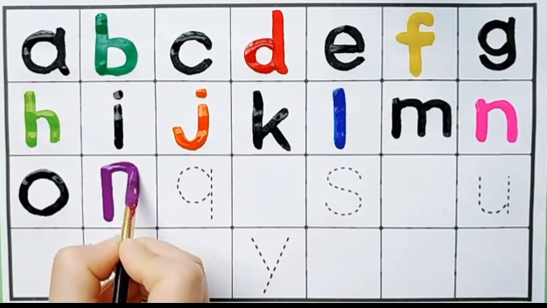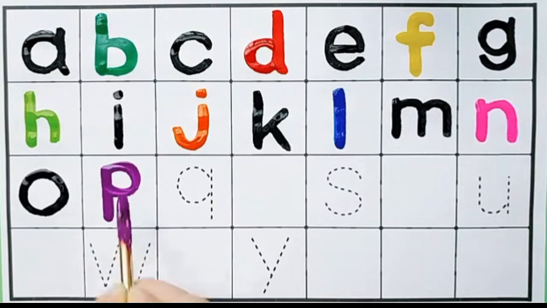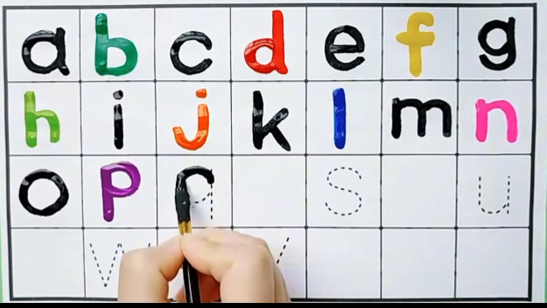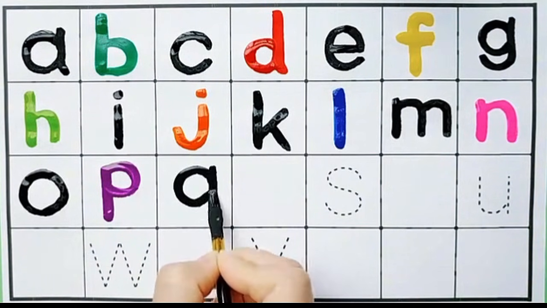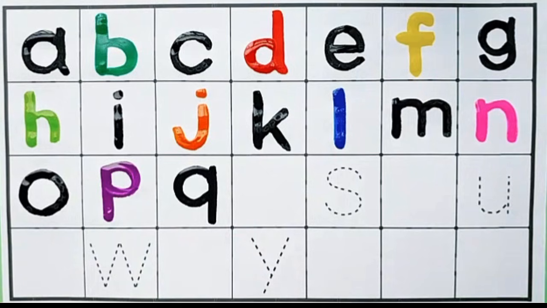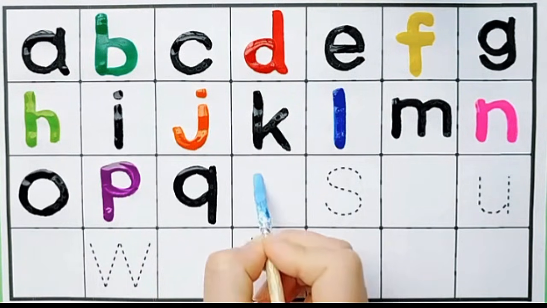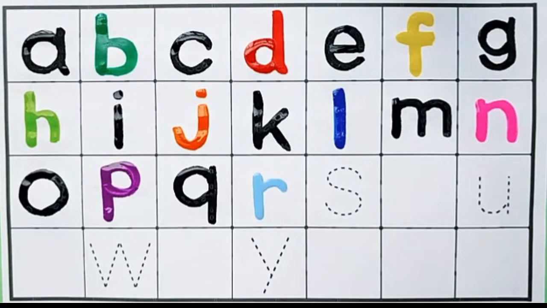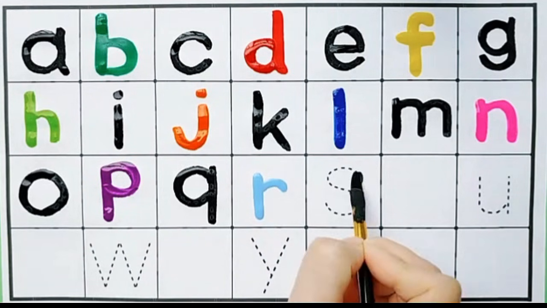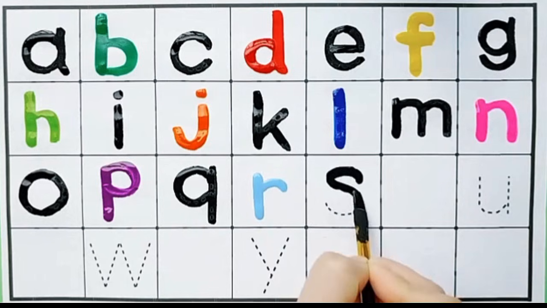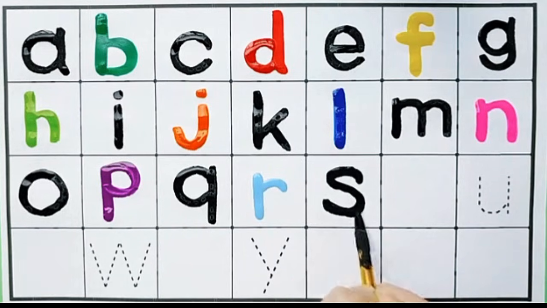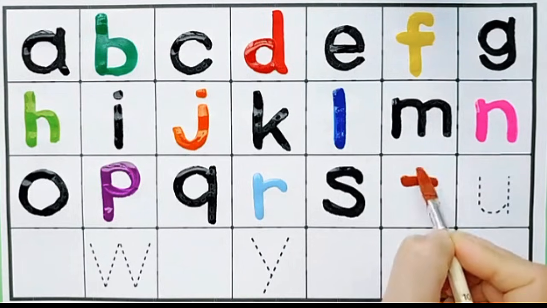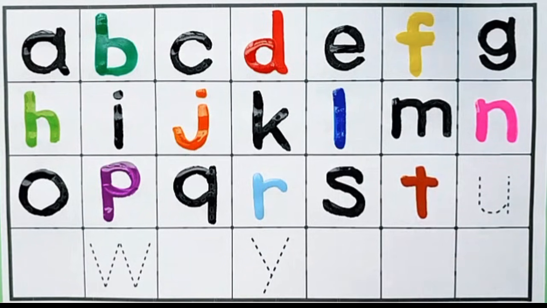P for parrot. Q for quail. R for rabbit. S for snake. T for tiger.